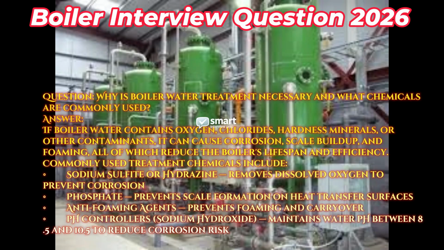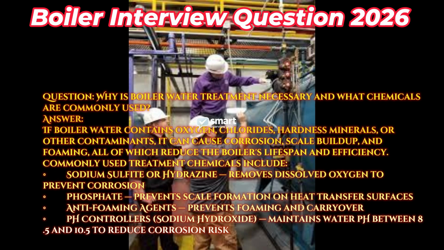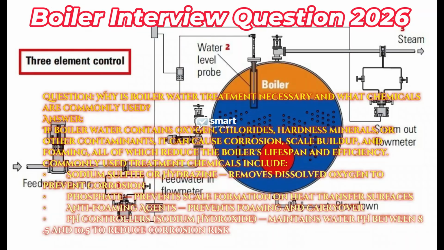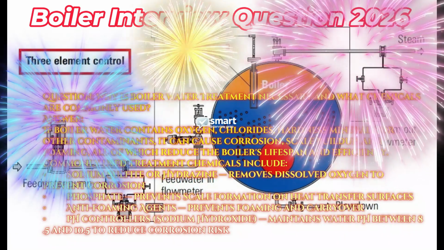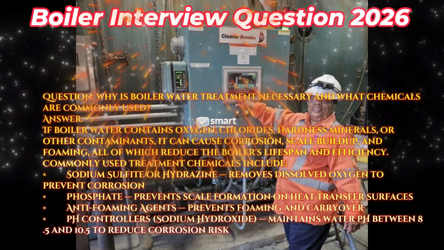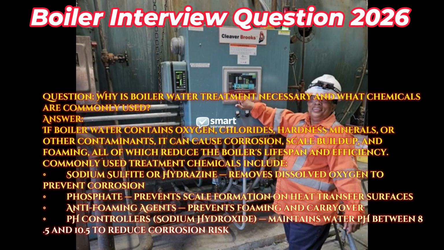Question: why is boiler water treatment necessary and what chemicals are commonly used? Answer: if boiler water contains oxygen, chlorides, hardness minerals, or other contaminants, it can cause corrosion, scale buildup, and foaming, all of which reduce the boiler's lifespan and efficiency.